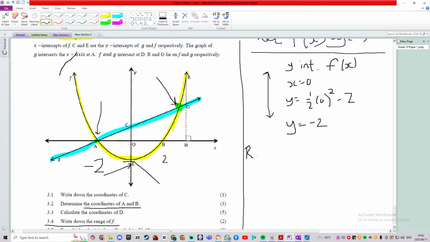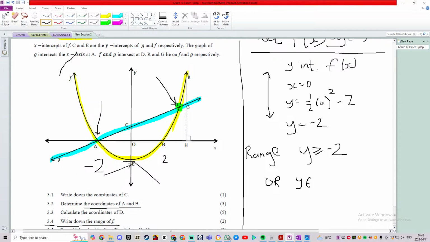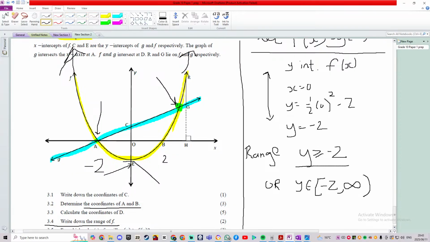So the range: y is bigger or equal to minus 2. That's how you put it, like that. Or you can put it: y is an element of square brackets, because the graph touches minus 2, comma, up to positive infinity, circular bracket there, because it cannot touch infinity. It's going all the way up there. So you can either write it like this, or you can write it like this.